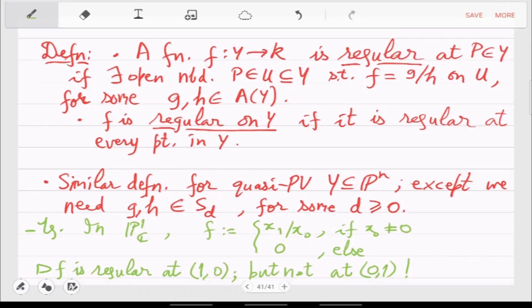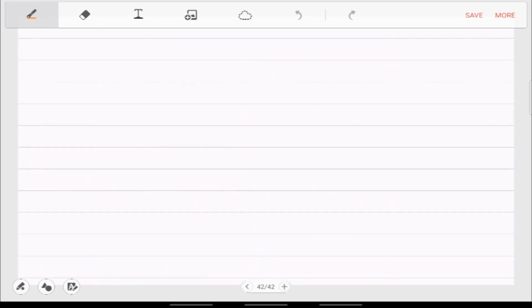So there is essentially a discontinuity: whatever open patch you take, in most of the part it is x1 over x0, and then there is just one position where it's 0. So you can't have a common g by h. You can check this, it's easy to check. That's the obstruction.